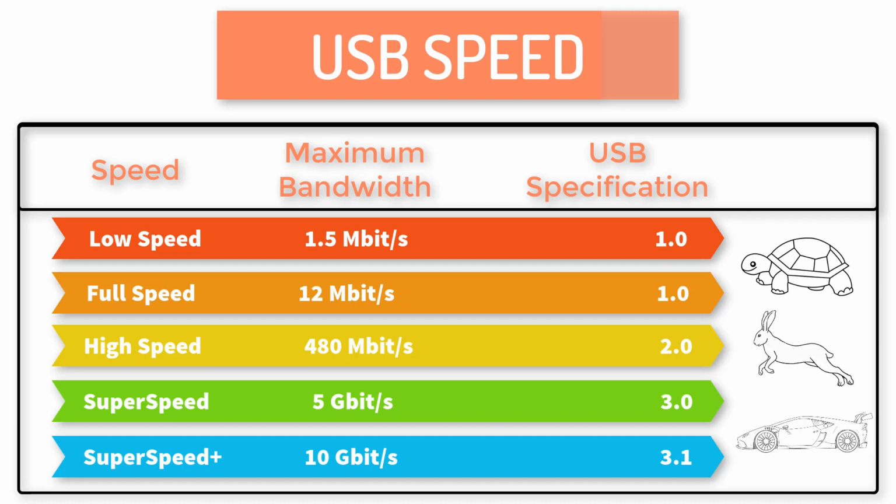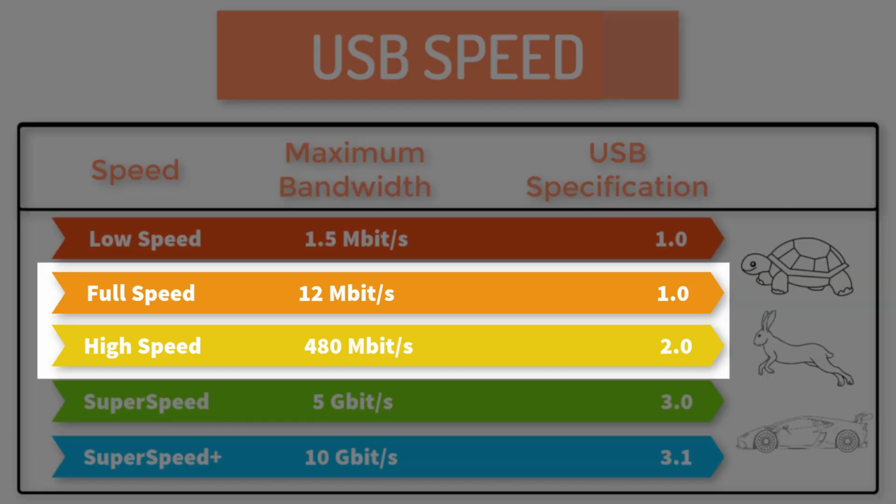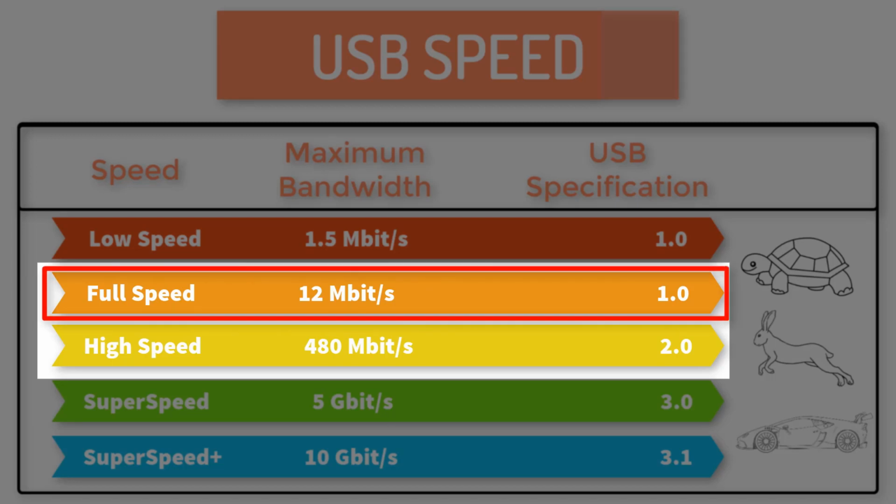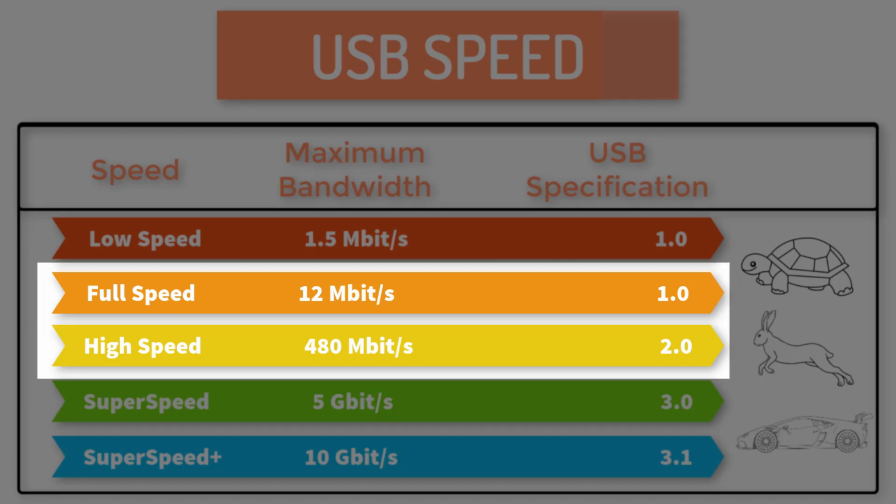When connecting devices with different USB versions, the data transfer rate will be limited by the slowest of the connected devices. For example, if you connect a USB 2.0 device to a USB 1.0 device, the data transfer will occur at 12 megabit per second, even though the USB 2.0 device is capable of transferring data at 480 megabit per second.